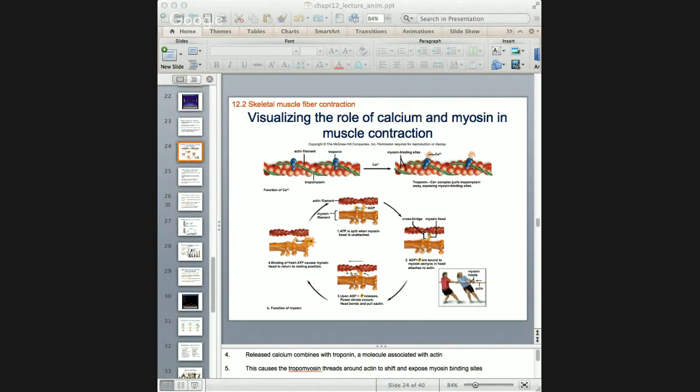The question is, does this apply for skeletal muscle, or does all muscle work this way? Yes, all muscle works this way. Good question, Taylor. They all work this way.